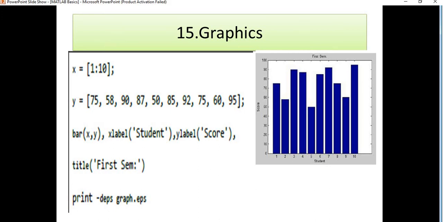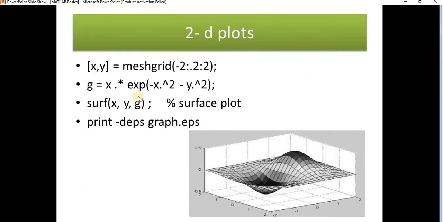Okay. It's clear, guys. After that, 2D plots. So x comma y, it is a meshgrid from -2 to 2. Here the values range from -2 to 2. Each time it will be incremented by 0.2. We can visualize this type of 2D plots also by using MATLAB programming. For that I am considering one function, that is g equal to x into e power minus x square minus y square.